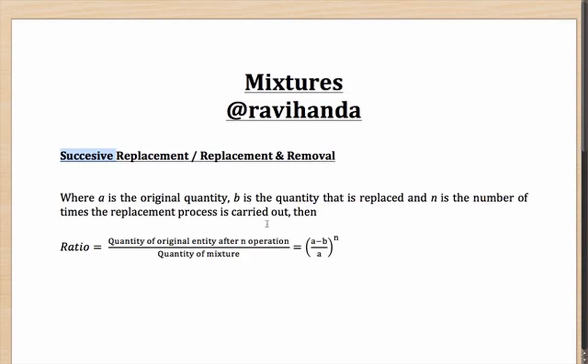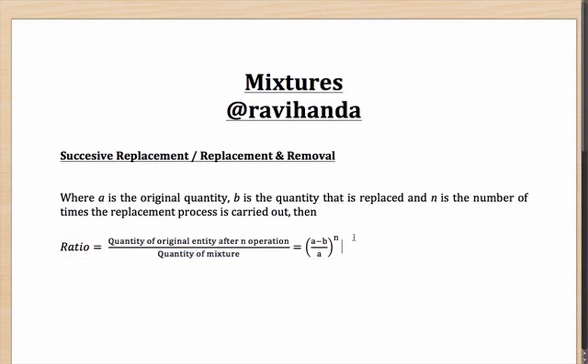So think about it this way. Let's say you have a big jar which contains a lot of amount of milk. You take out some amount of milk and you replace it with water. Then you take out again the same amount of milk and you replace it with water. And you keep on doing this process n times. Then what will be the final ratio of the original entity by the total amount of the mixture? That will be given by (A minus B) by A, to the power of n.